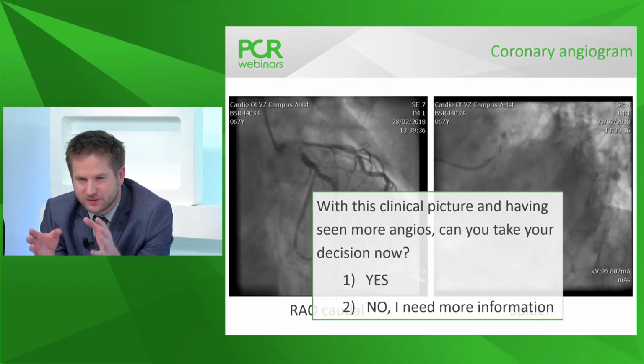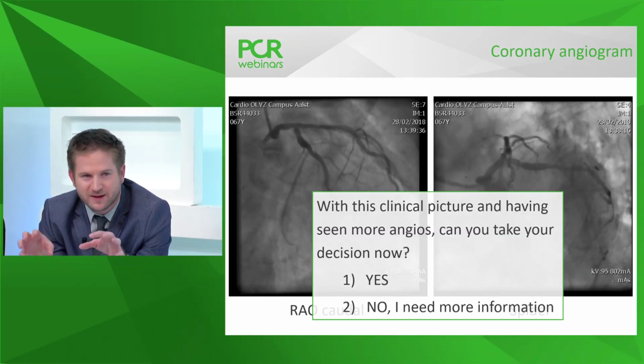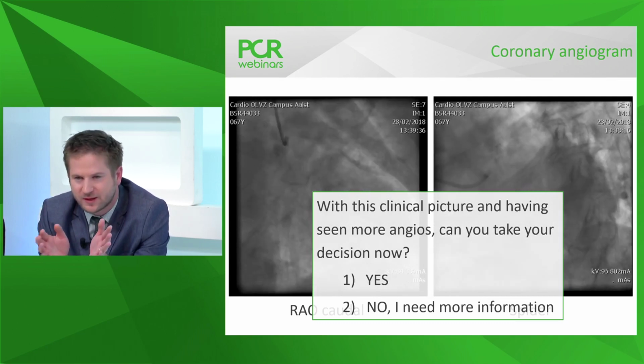Yeah, I think it's very nicely indicated by these multiple projections that in case of left main bifurcation, you need to adapt your projections to that very given case. Mainly, you cannot take your standard projections. You need to find the best projections to see the bifurcation, the ostia, and so on.